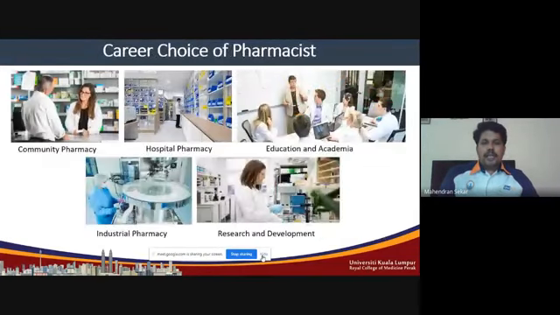And coming to the career opportunities of our pharmacists. Normally our pharmacists prefer to work in community pharmacy, like retail pharmacy, or as a hospital pharmacist, or as academicians. Then in industry, they do manufacturing, production, quality assurance, quality control, and work related to R&D, research and development.